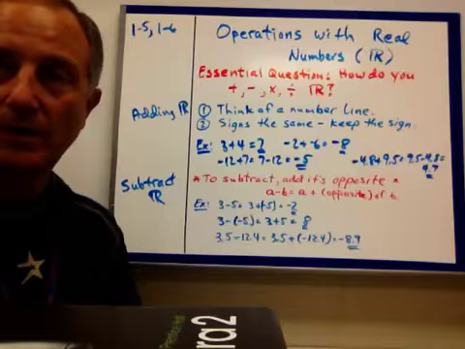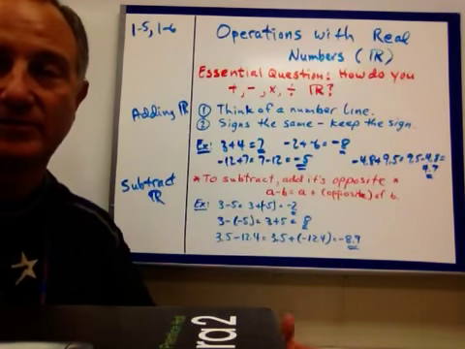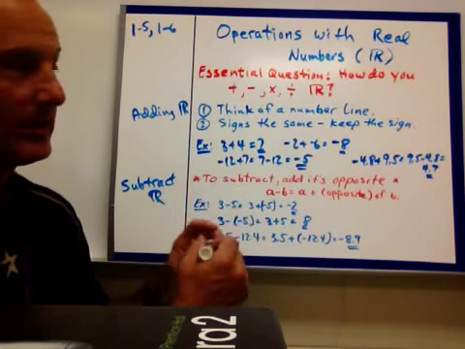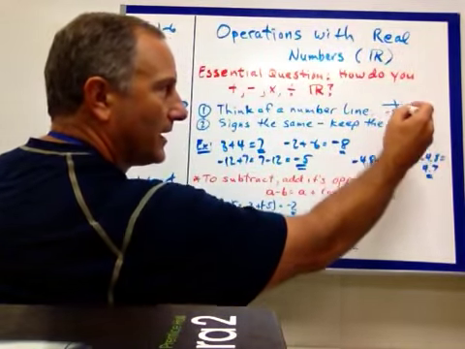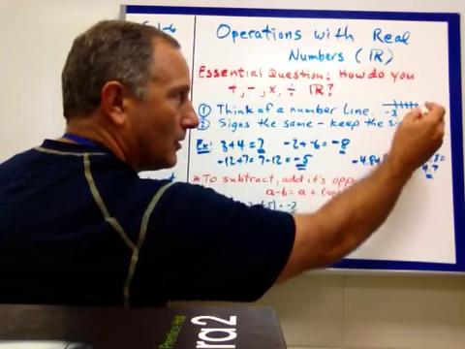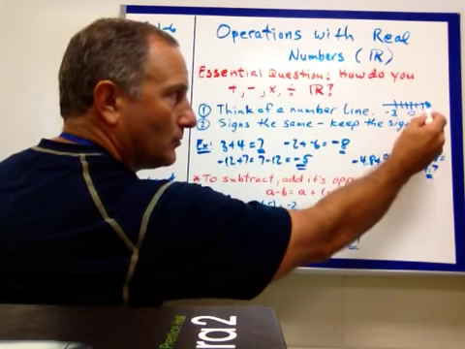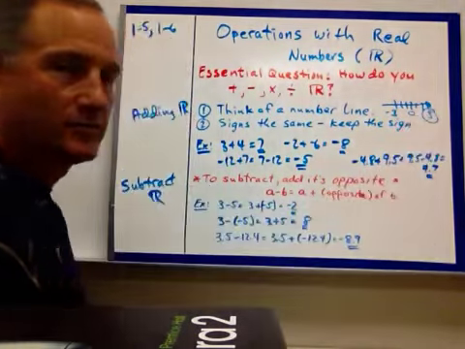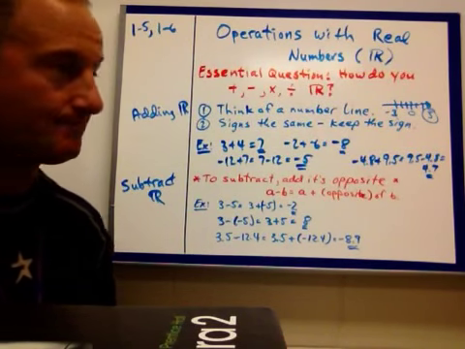Sometimes that'll help you. If you're taking a -3 and you want to add 6 to it, think of -3 on the number line and add 6. 1, 2, 3, 4, 5, 6. So that's -3, -2, -1, 0, 1, 2, 3. There's your answer. Sometimes that's helpful when you're using some of the smaller numbers.